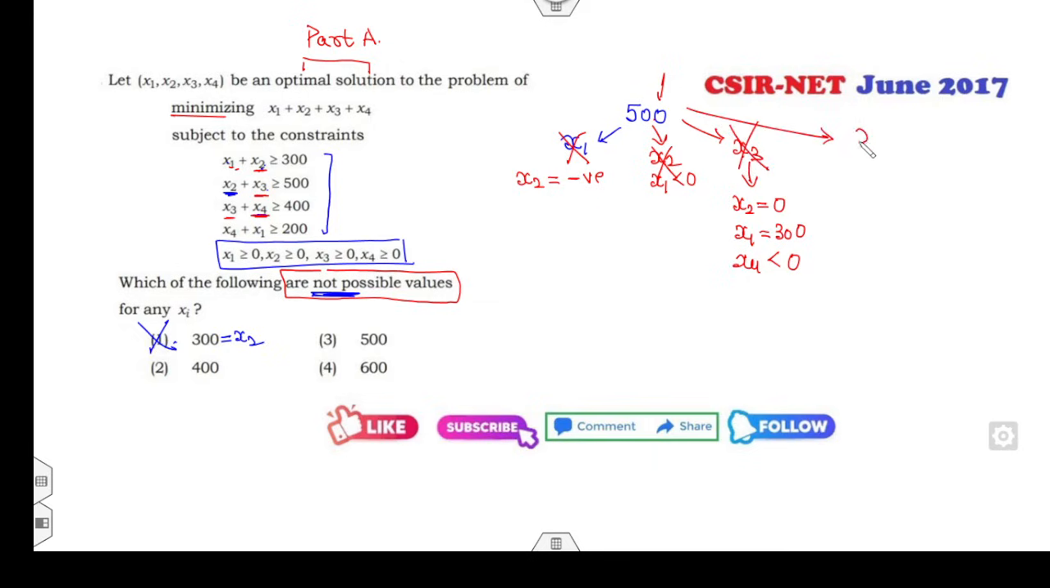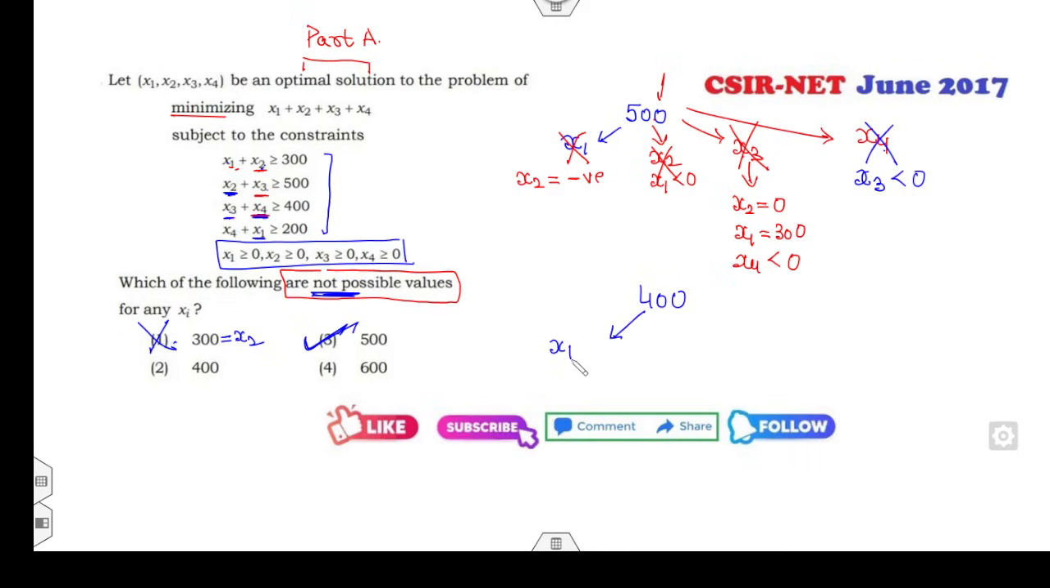And finally, can it be x4? If x4 is 500, then from the third one, x3 will be negative, and x1 is negative. So that means this cannot be the value of any of them. So that is one of the possible solutions. Similarly, look at the second option.